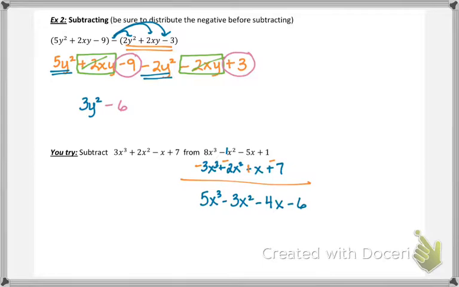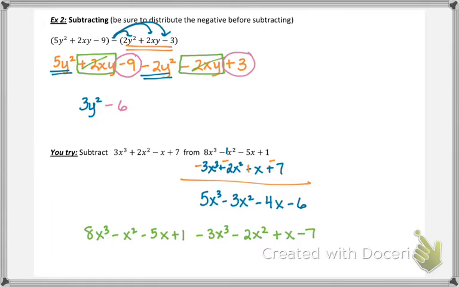And if you like subtracting horizontally, you can do the same thing. 8x cubed minus x squared minus 5x plus 1, and then subtract away the second expression, so minus 3x cubed minus 2x squared minus negative x, so plus x, and then minus 7. So just remember to distribute the negative, and then you're good to go. And then combine like terms.